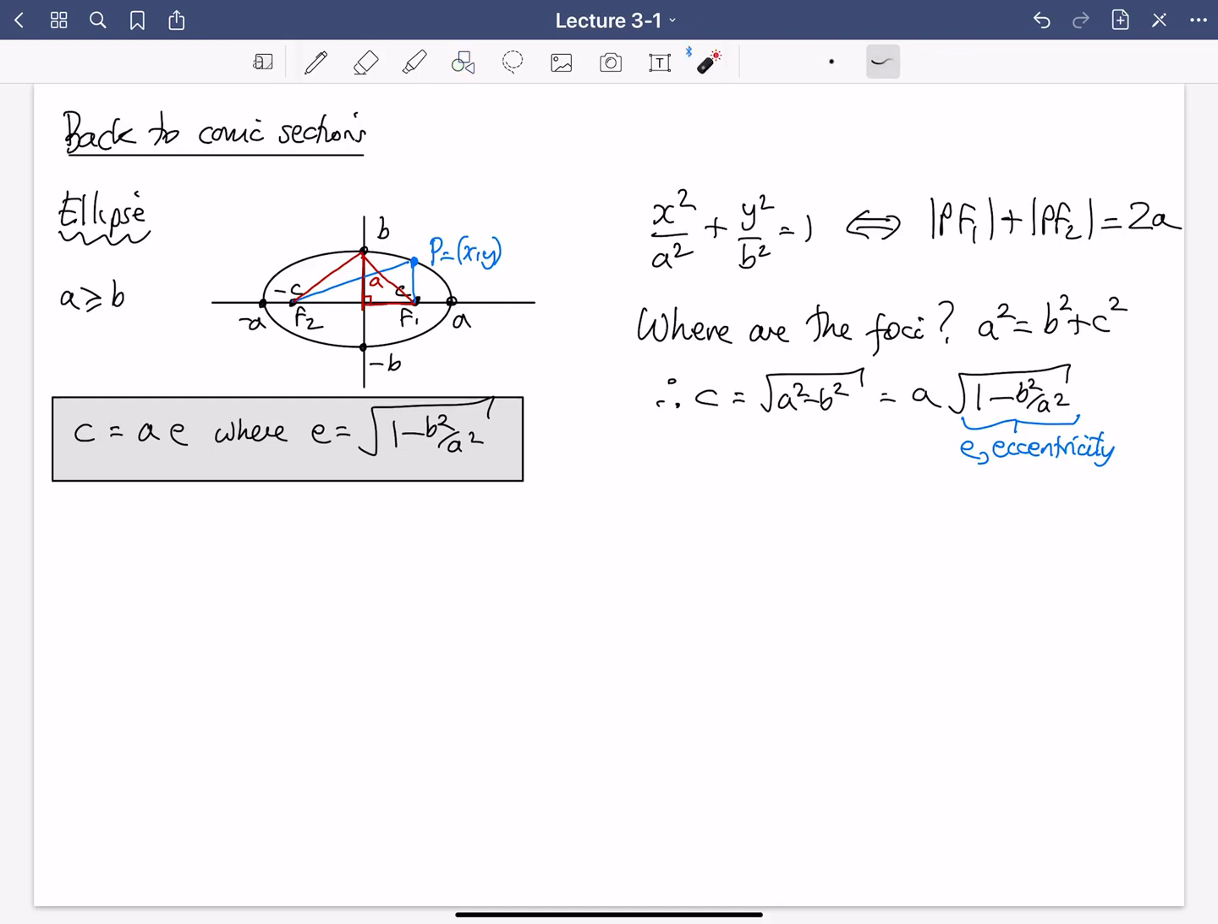It's important for the ellipse that a is greater than or equal to b, then this quantity is between 0 and 1, and so when I do 1 take away that number, it's a positive number, and that square root makes sense.